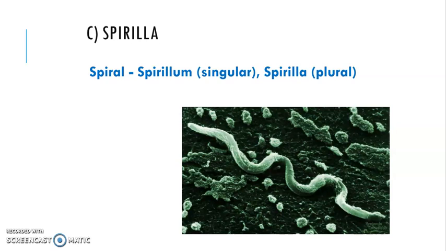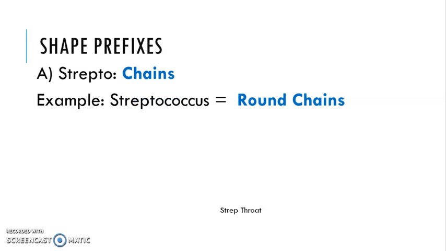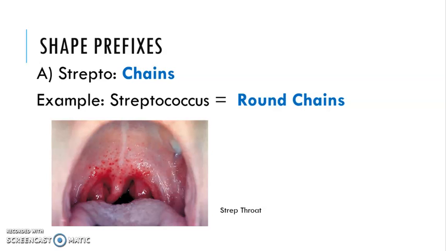Then we add a prefix, and it depends what it groups as to choose our prefix. So there are three. Our first prefix is strepto, meaning chains. So if we have the example streptococcus, we see the prefix strepto, meaning chains, and the root word coccus, meaning round. So we know our bacteria is going to be round chains. And streptococcus is the bacteria that causes strep throat.